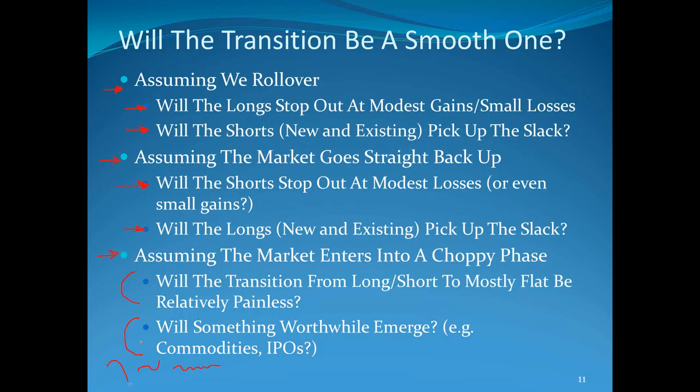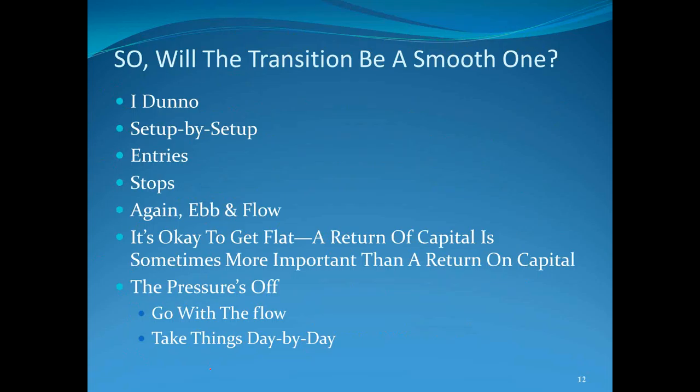So the question is, will something emerge to sort of help us out? And maybe some commodities might come along, maybe some IPOs, some speculative type of issues that could trade contra to the overall market, and even if the market does go choppy, we'll have a few positions that'll still work. So hopefully, between all this happening, we could end up with a smooth transition.